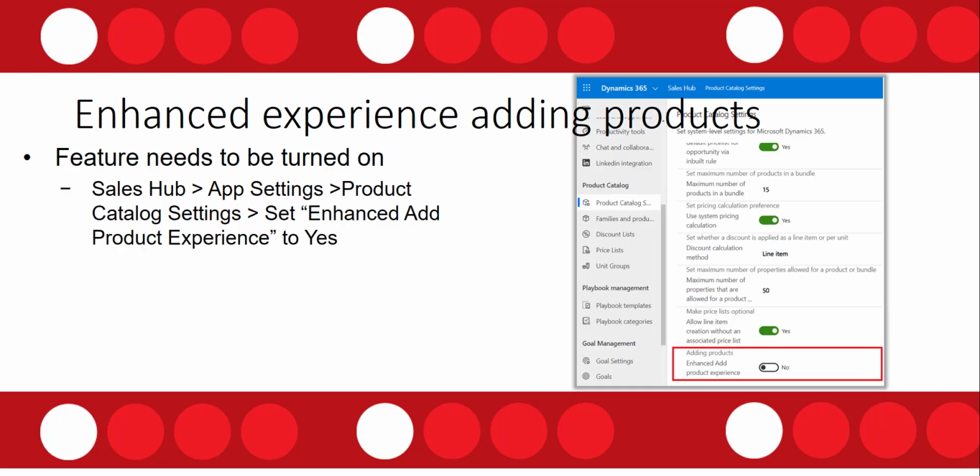And this is basically where we're going to enable that, because again, this is not something that's enabled by default. So we need to make sure to navigate to the app settings area in the Sales Hub and then set that enhanced add products experience, which you can see on the bottom there, set that to yes. That's how you can turn that on.